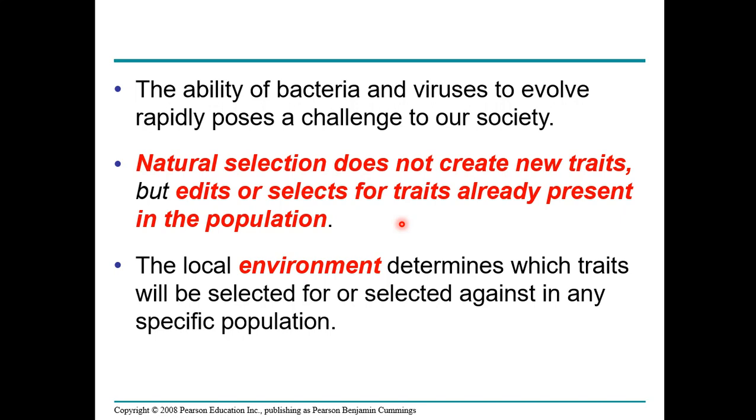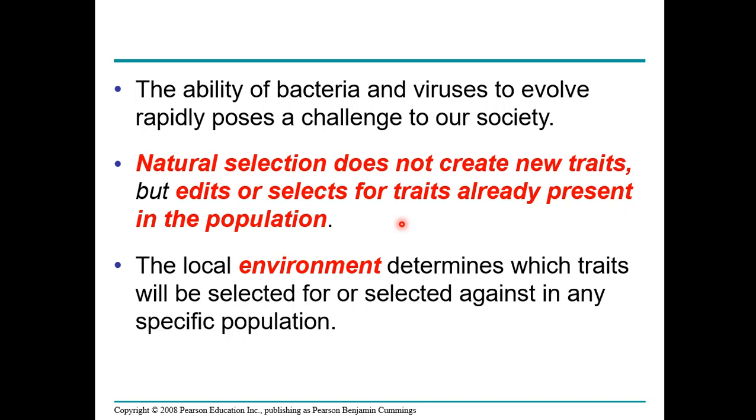Hindi pa nga nagagawa yung bakuna, meron na namang panibagong strain ng virus. Okay, so yun yung problem natin sa society natin. So natural selection does not create new traits. But it edits or selects for traits already present in the population. Ito yung sinasabi ko, hindi talaga niya binabago yung organism, yung trait ng organism. Nag-edit lang siya. Okay? Kinukuha niya lang yung favorable and tinatanggal niya lang yung hindi favorable. Okay, so the local environment determines which traits will be selected for or selected against in any specific population.